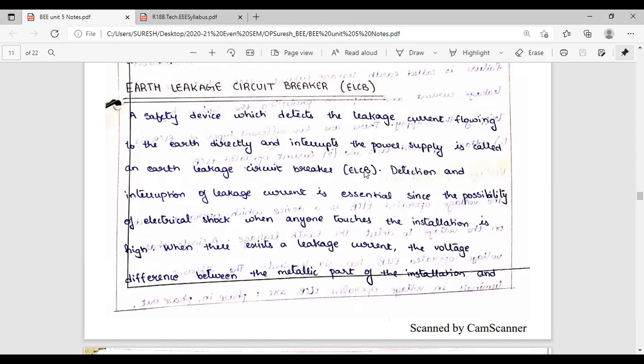And that is connected in between earthing and device. Detection and interruption of leakage current is essential. If any leakage current is there, this ELCB has to detect it. Interruption means opening. First, it has to detect that a leakage current is flowing, and then it has to interrupt the circuit. Interrupting the leakage current is essential.